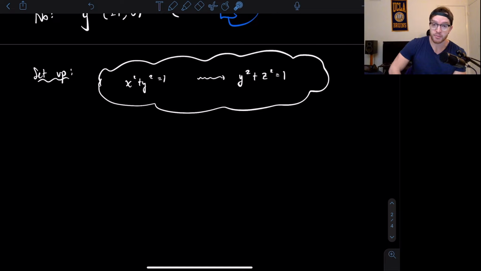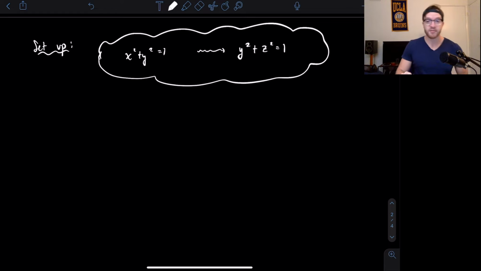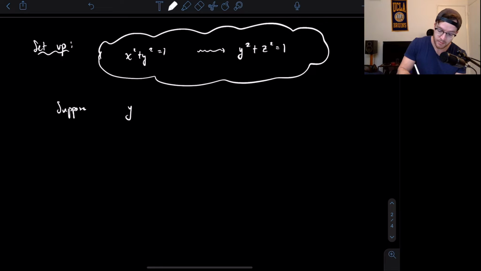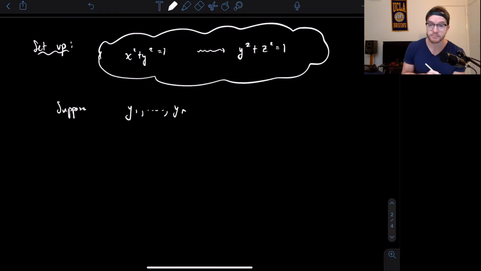Now, in general, here's what I'm actually interested in. Suppose I have a bunch of y variables and a bunch of z variables. So suppose we have variables y1 through yr. So little r is some number. I have r y variables.